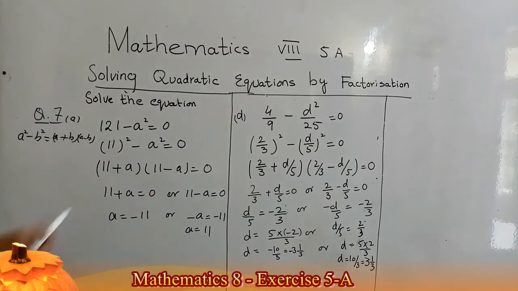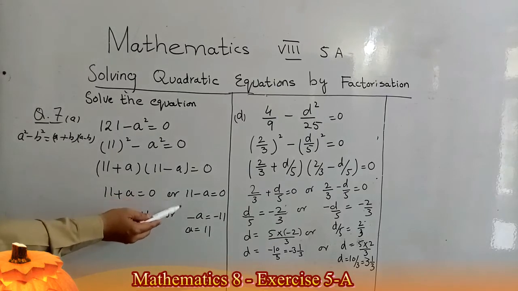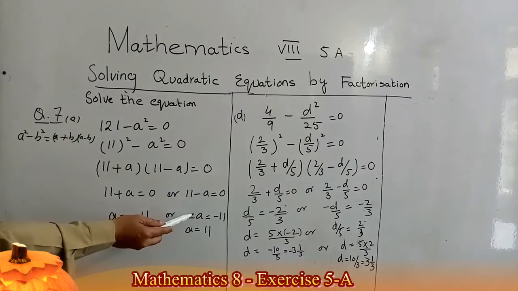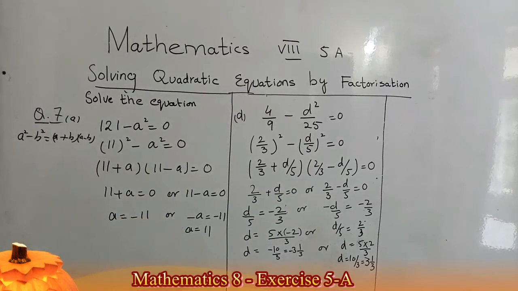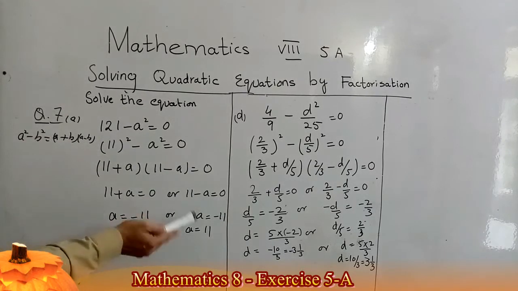Either first is equal to 0 or second is equal to 0. From here a is equal to minus 11. From here minus a is equal to minus 11, so multiply the above equation by minus 1. The solution of the given equation is a is equal to minus 11 or a is equal to 11.